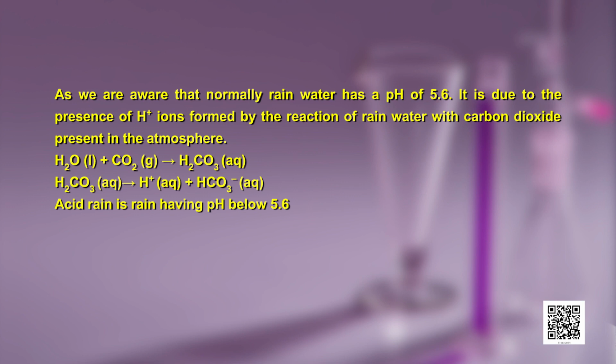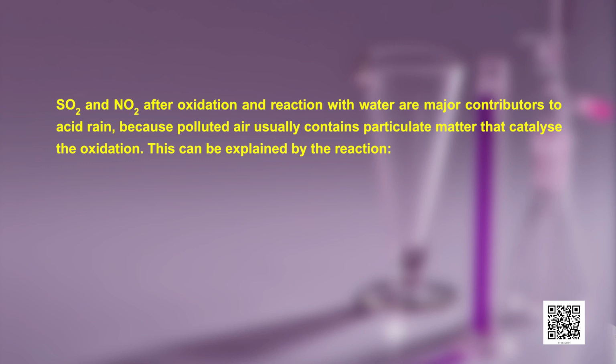Acid rain has a pH below 5.6. Oxides of nitrogen and sulfur, which are acidic in nature, can be blown by wind along with solid particles in the atmosphere, and they finally get settled down either on the ground as dry deposition or in water, fog and snow as wet deposition. SO2 and NO2 after oxidation and reaction with water are major contributors to acid rain because polluted air usually contains particulate matter that catalyzes the oxidation.